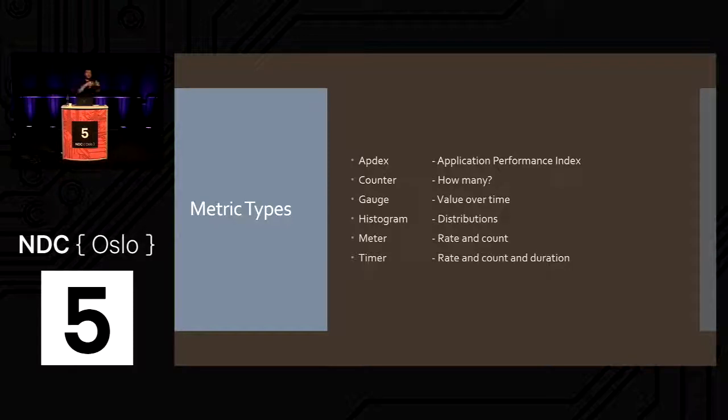And then you've got a timer, which is like a meter and how long it took at the same time. So you can see this is happening this often. On average, it takes this amount of time. You can link that up with a histogram. It's all incredibly complicated. Okay.